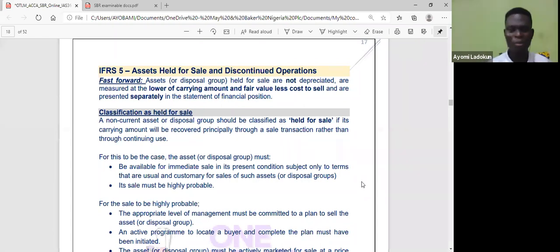Before an asset can be classified as held for sale, 2 conditions must be met. So you have to be with me here. Before an asset can be classified as held for sale, 2 conditions must be met.